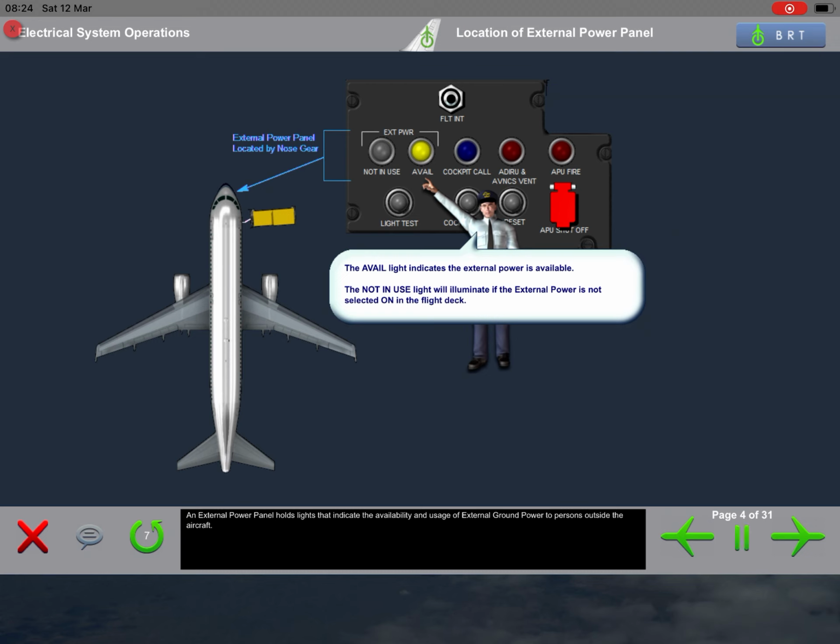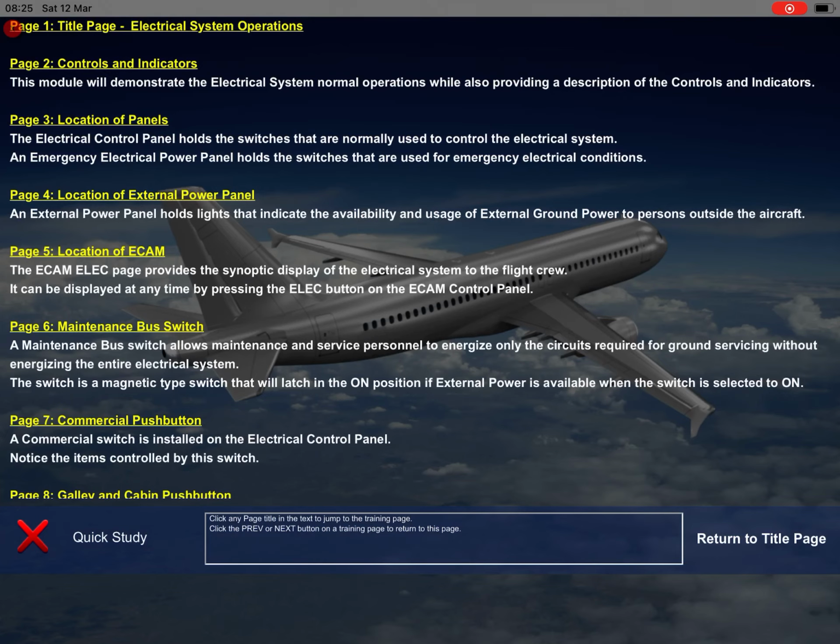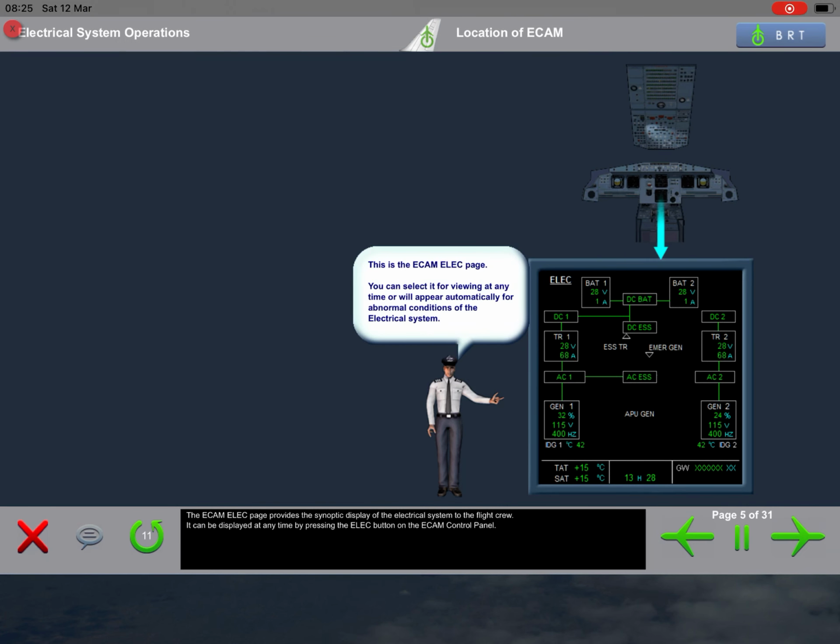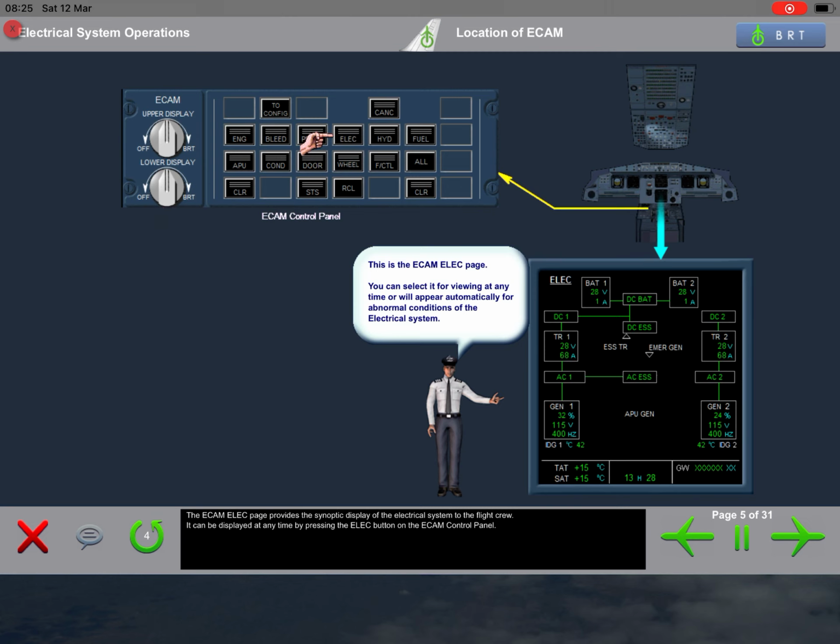An external power panel holds lights that indicate the availability and usage of external ground power to persons outside the aircraft. The ECAM electrical page provides the synoptic display of the electrical system to the flight crew. It can be displayed at any time by pressing the electrical button on the ECAM control panel.